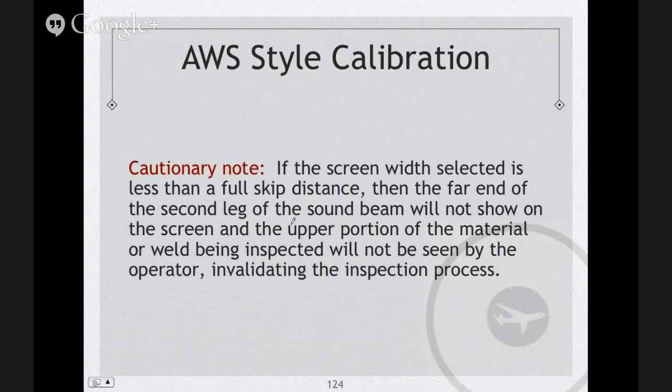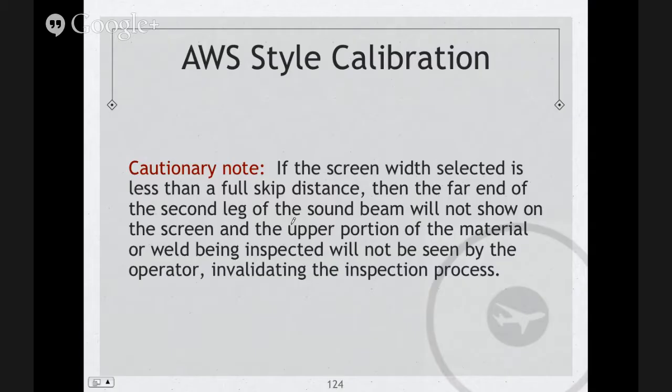Cautionary note: if the screen width selected is less than the full skip distance, then the far end of the second leg of the sound beam will not show on the screen, and the upper portion of the material or weld being inspected will not be seen by the operator, invalidating the inspection process. So you want to make sure you get the right screen width or range. Otherwise, you would not be looking at the whole inspection area. Correct. That second leg.